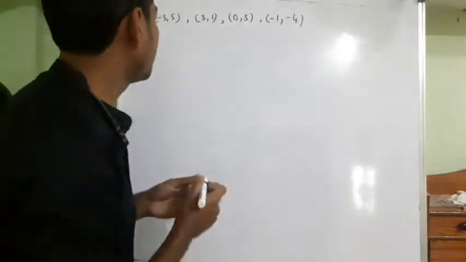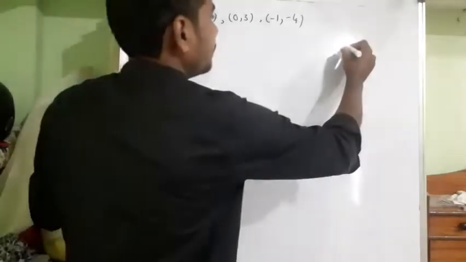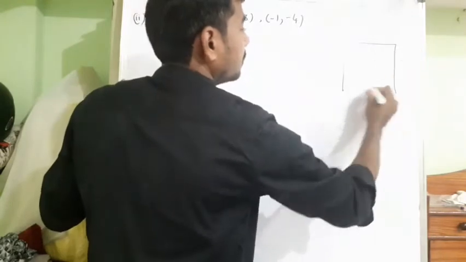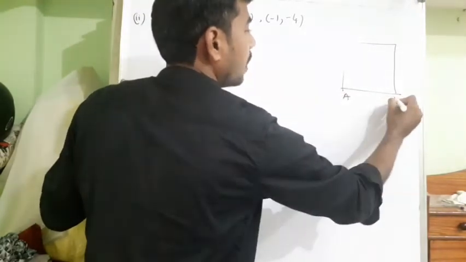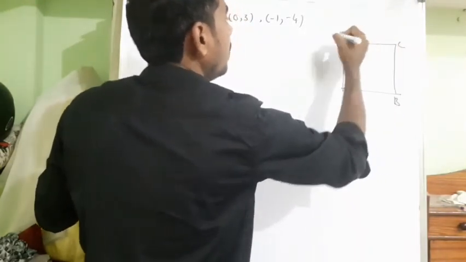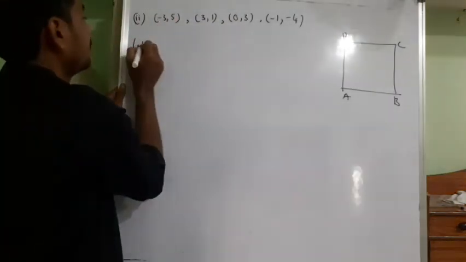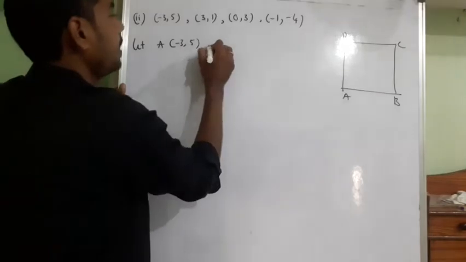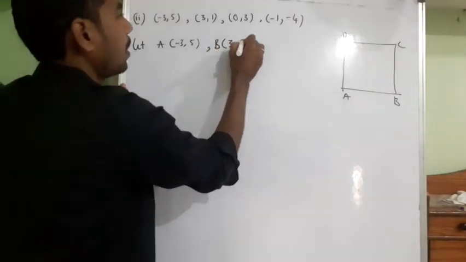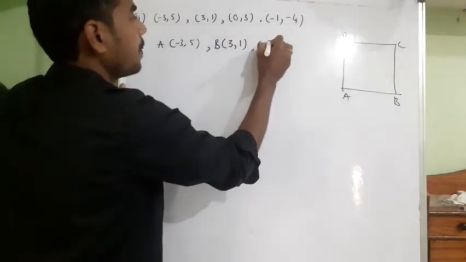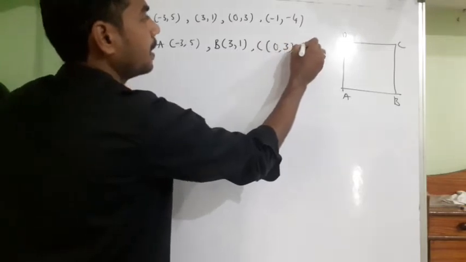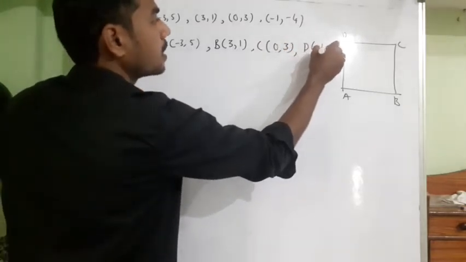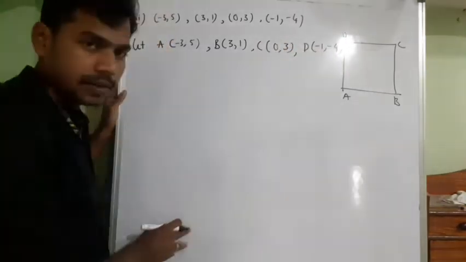Now here, again, suppose it is a quadrilateral, so let A be minus 3 comma 5, B 3 comma 1, C 0 comma 3, D minus 1 comma minus 4. These are the given points.